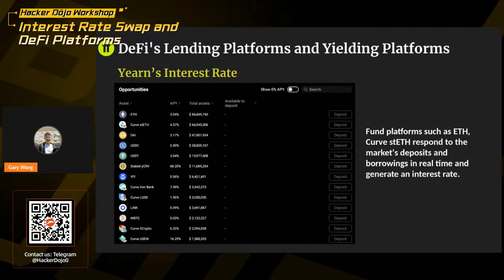Yearn basically uses strategies such as depositing into Curve, or depositing into a lending protocol such as the Aave platform that I've introduced previously in this lecture. And since the underlying strategies that Yearn is using and the underlying pools of Yearn strategies are constantly changing, Yearn also presents users with a changing interest rate.